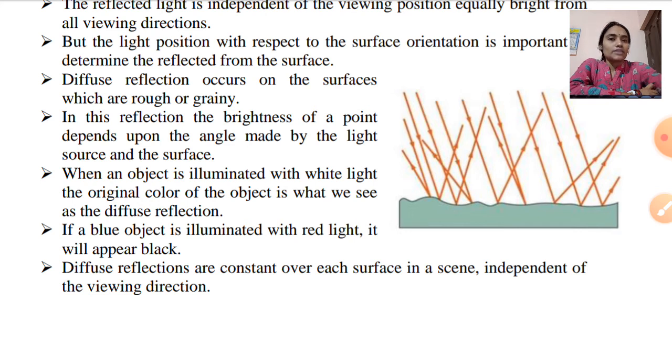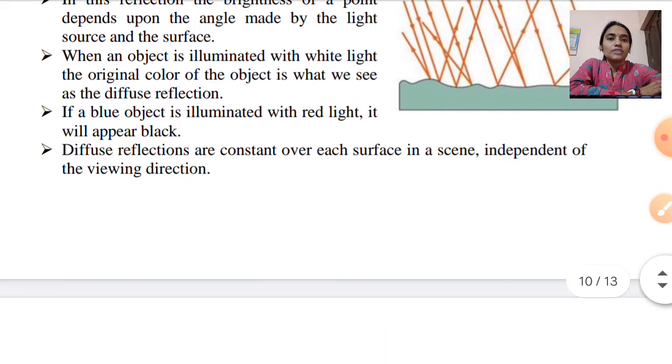Diffuse reflections are constant over each surface in a scene, independent of viewing direction. That means the diffuse reflection is constant over each surface and not dependent on the viewing direction. From any direction we can view the object; it is independent.